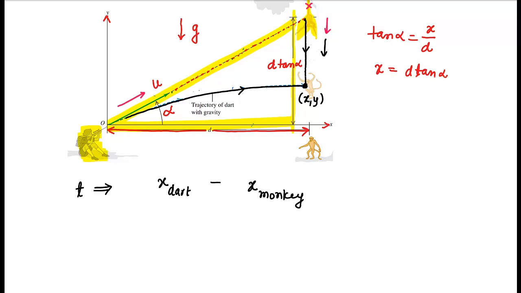And since there is a hitting, these two x coordinates should be equal. Similarly, if x coordinate is equal, then their y coordinate also should be equal. So for hitting, y coordinate of dart should be equal to y coordinate of monkey.